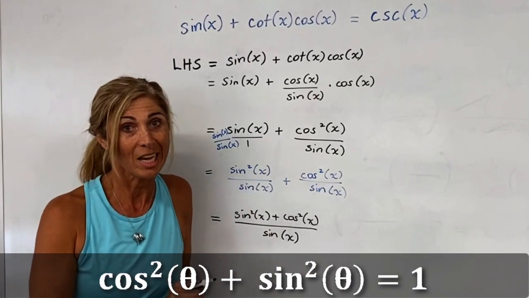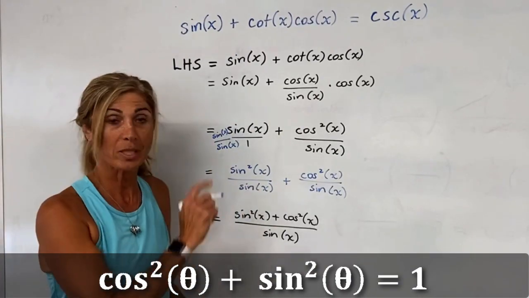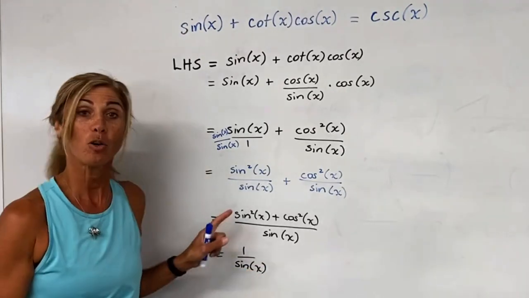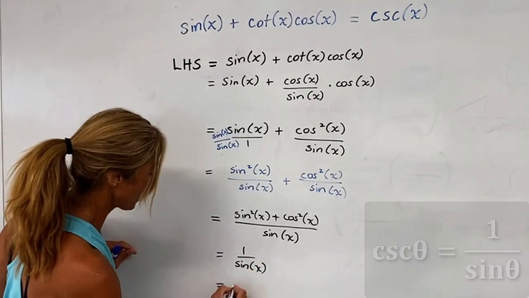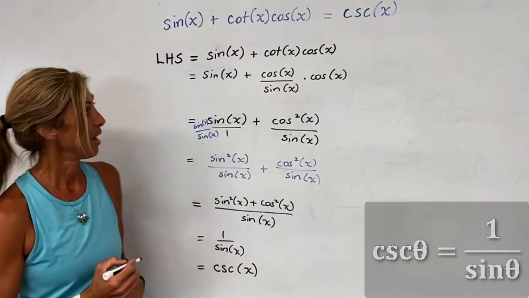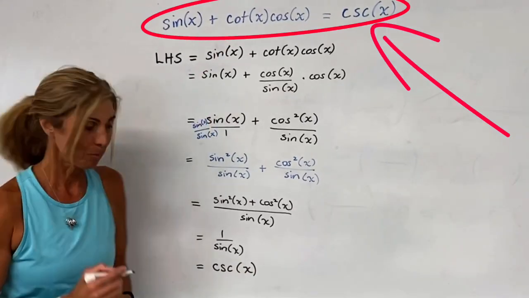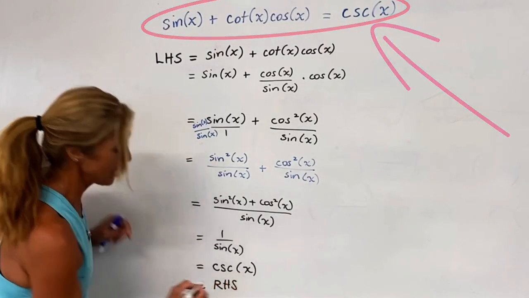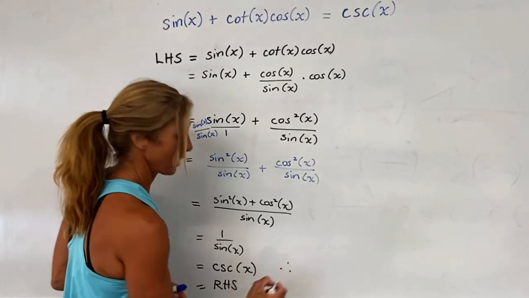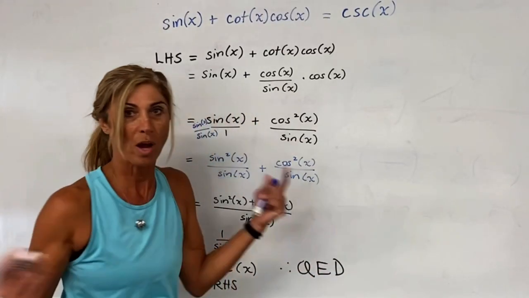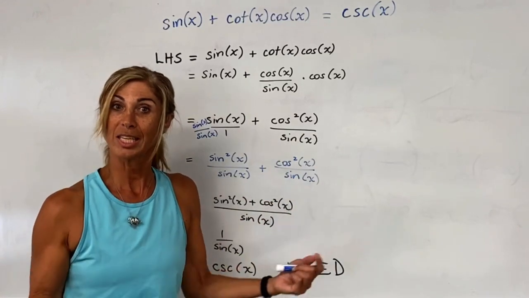Recall the Pythagorean identity, sine squared x plus cosine squared x is equal to 1. So we have 1 over sine x, and if you recall, that is cosecant x. And voila, that is exactly what we were asked to prove. So this equals the right-hand side, and in Latin, we say QED, quod erat demonstrandum, and we are done.